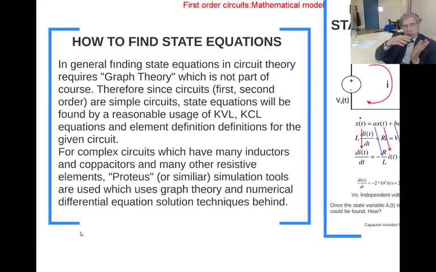Now we just explained what this state equation is. The next step is how we are going to find it. In general, finding state equations in circuit theory requires graph theory, which is not part of this course. Therefore, since first and second order circuits are simple circuits, state equations will be found by a reasonable usage of KVL, KCL equations and the element definition relations for the given circuit. So as we said, in general, classical methods write all the independent Kirchhoff voltage law equations, Kirchhoff current law equations, the independent ones, and the definition relations.